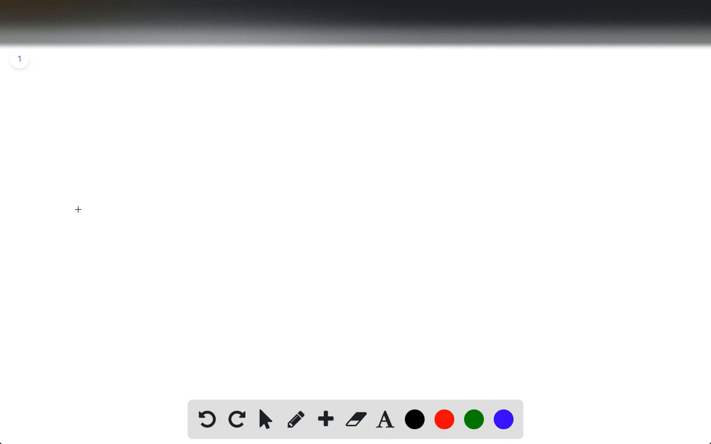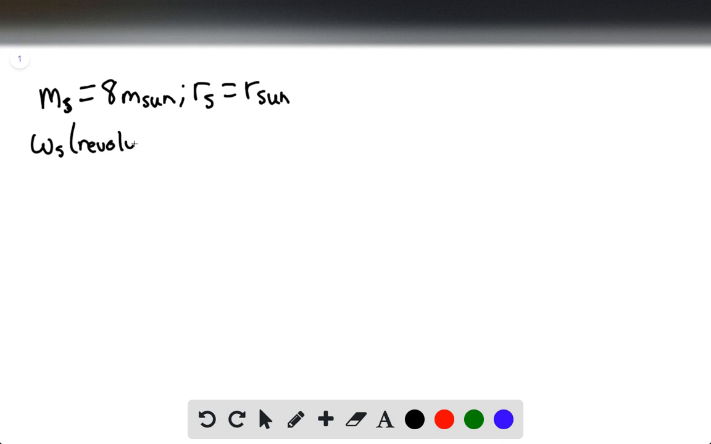So we should first just write down our givens. So we'll say the mass of the star, we'll denote it as S, equals 8 times the mass of the sun. And the radius of the star equals the radius of the sun. We know that the angular velocity of the star in its revolution is 1 revolution per every 9 days.